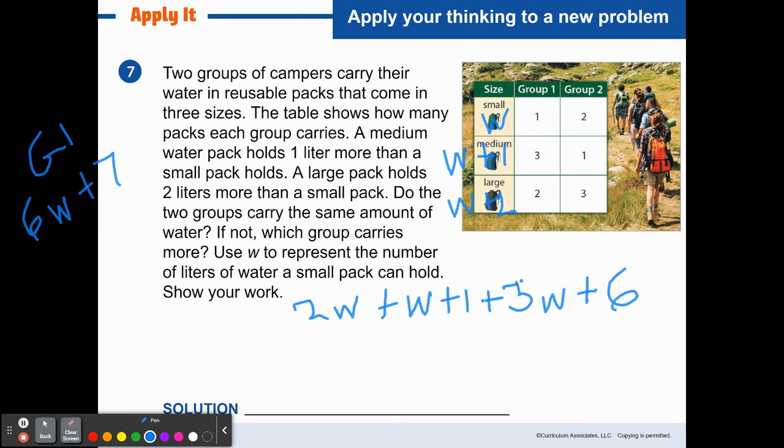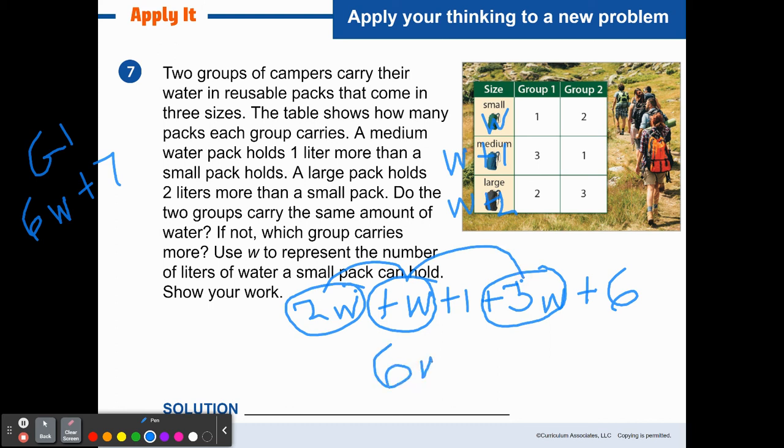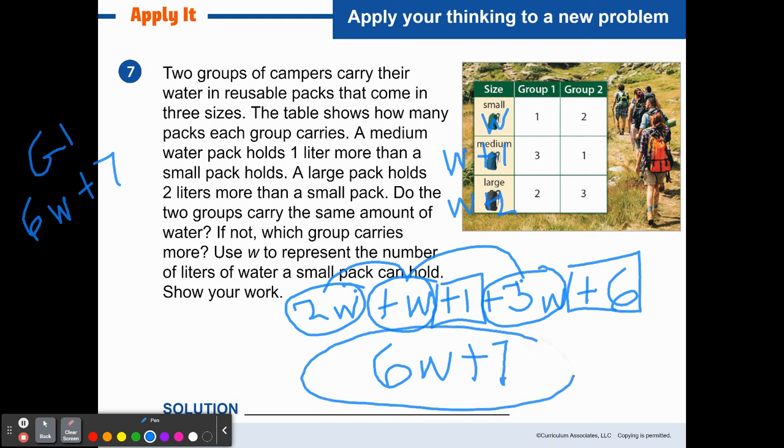So then we go back and we combine like terms. We have 2W plus W plus 3W. 2 plus 1 is 3, plus 3 more is 6, so that's 6W. And then I have a plus 1 and a plus 6 that do not have variables attached, so that is plus 7. If the expressions are equivalent, then yes, they are carrying the same amount of water. And in this case, they are equivalent, so they are carrying the same amount of water.